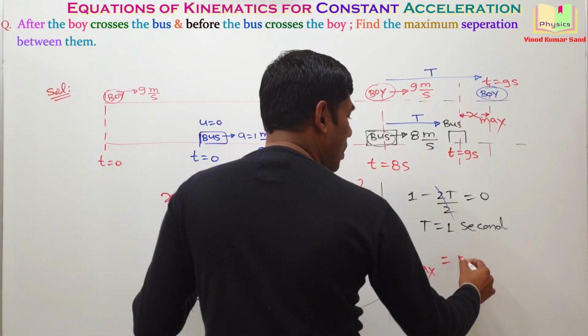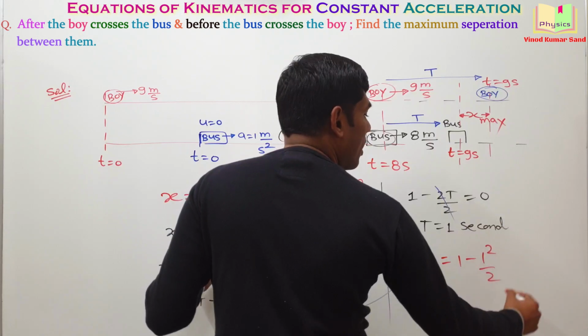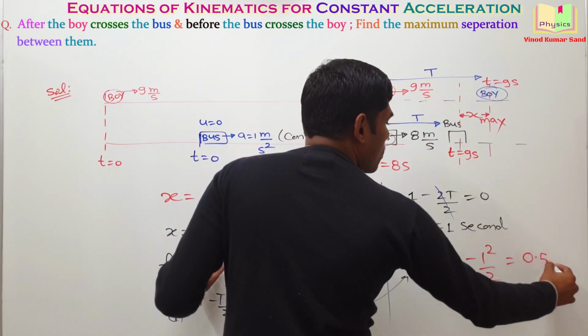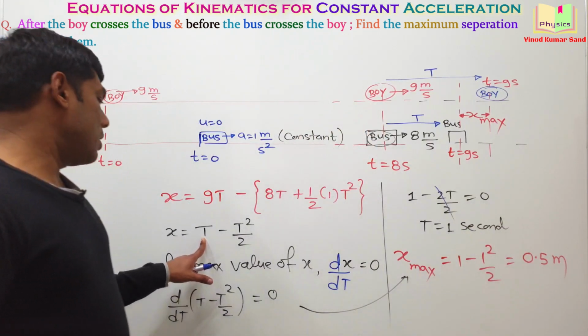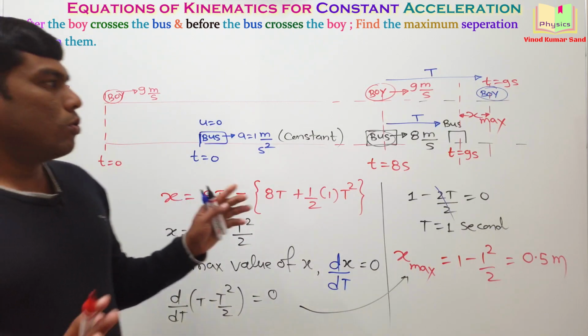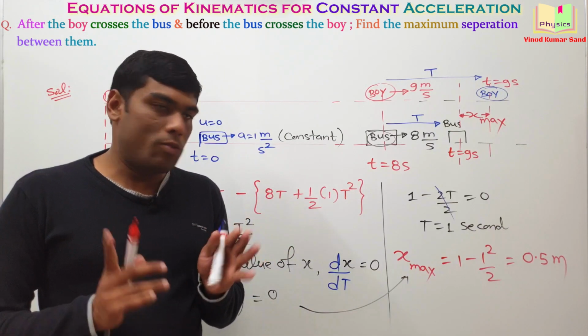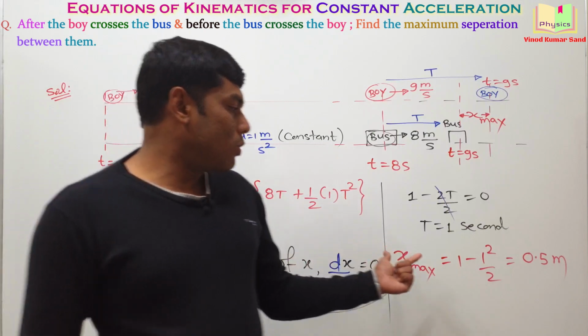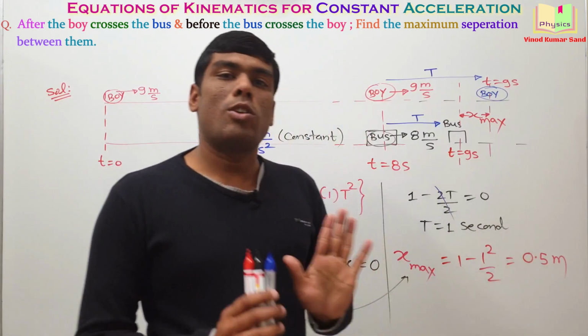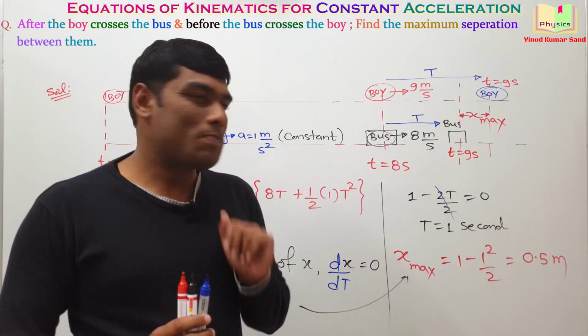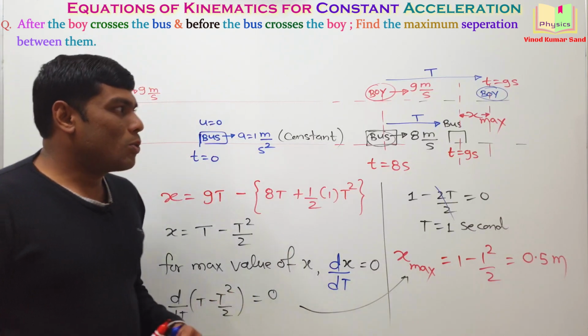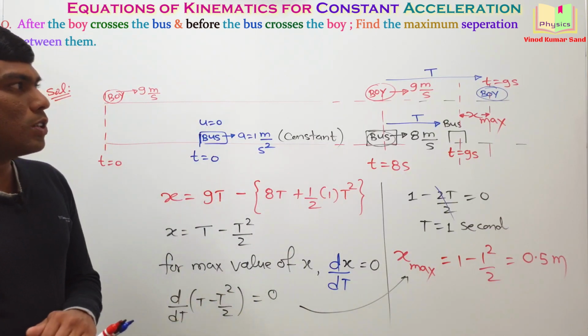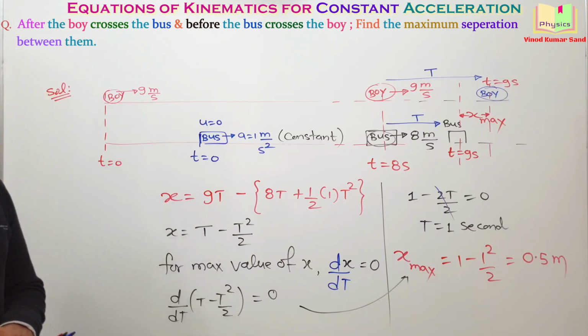Now we can easily obtain the value of x max by putting the value of t here. X max will be equal to 1 minus 1 square by 2, which is equal to 0.5 meter. So for the asked time interval, the maximum separation between the boy and the bus will be 0.5 meter. Getting it? You may note it down. It's a nice question. Then we'll go further.